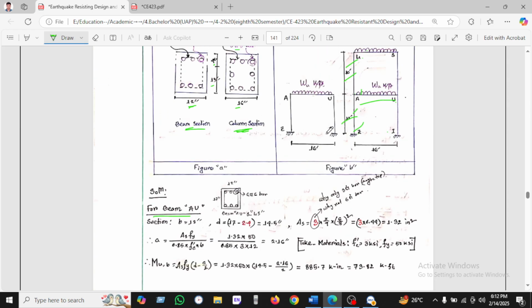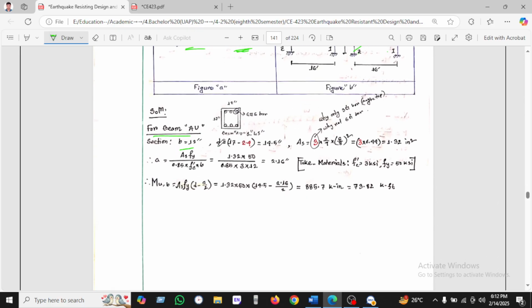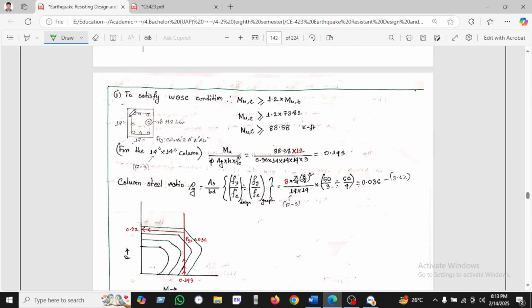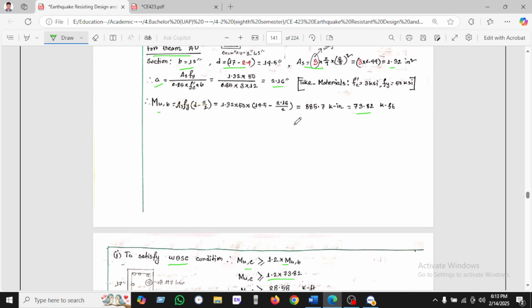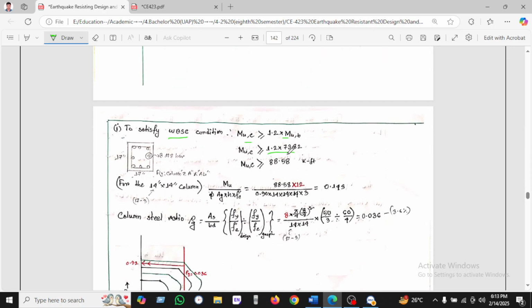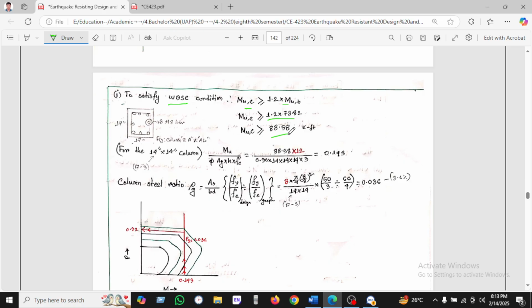So this is the first beam. B is given as 12 and D is given, and As we have found. So As will be 2.16. The moment we have found is 73.82. To satisfy the weak beam, strong column condition, the column moment must be greater than the beam. So 1.2 times the beam moment of 73.82, which is 88.85.